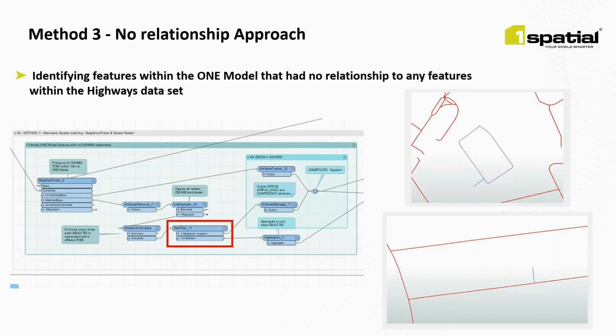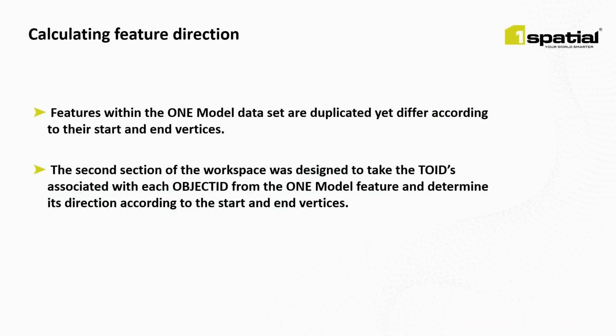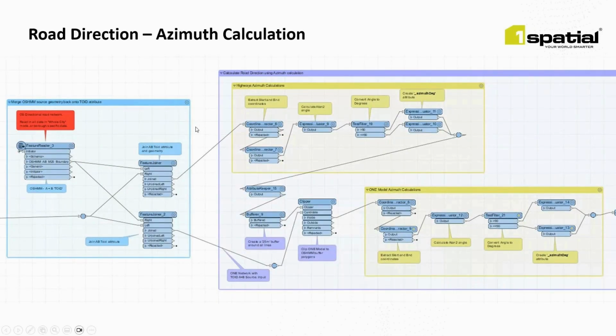The second part of the workspace was to ascertain the direction that the roads were flowing in, so we had to calculate the feature direction. Features within the one data model are duplicated, yet they differ according to their start and end vertices. Therefore, the second section of the workspace was designed to take the toids associated with each object ID from the one model feature, and then determine its direction according to its start and end vertices. So this is the part of the workspace that looks at this.